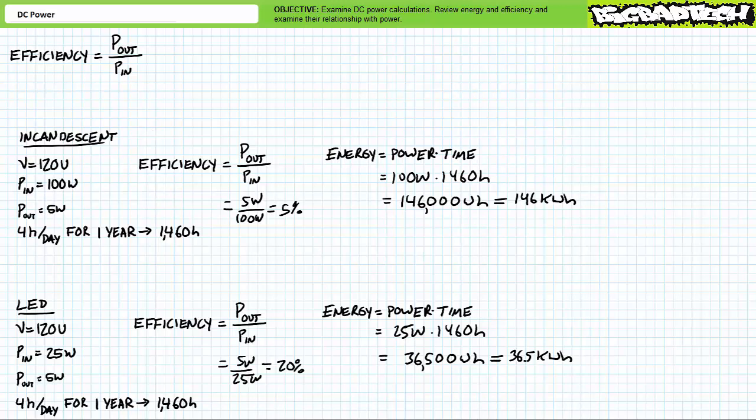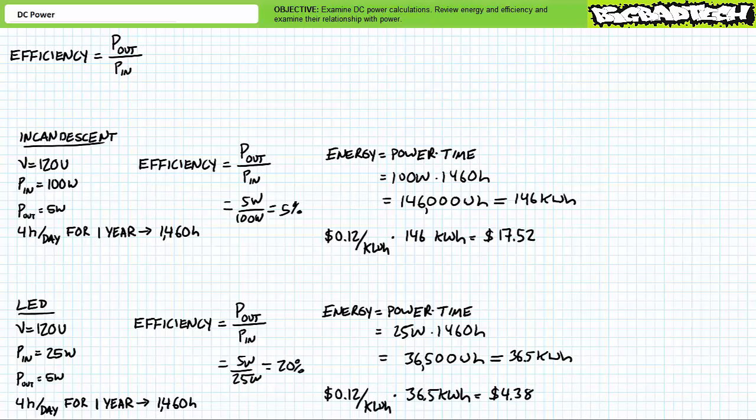Over the course of the same year, the 25-watt LED bulb consumes 36,500 watt-hours, or more appropriately, 36.5 kilowatt-hours of energy. If a user was charged, let's say 12 cents per kilowatt-hour, operating the 100-watt incandescent bulb for 4 hours a day for a year would cost $17.52, whereas operating the 25-watt LED bulb for 4 hours a day for a year would cost only $4.38. The greater than $13 differential more than justifies the cost to upgrade to the more efficient 25-watt LED bulb.